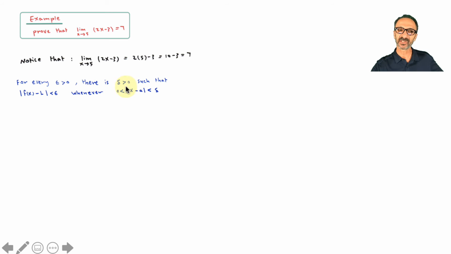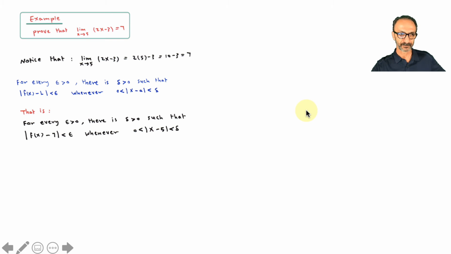So for every epsilon greater than 0, there is a delta greater than 0 such that the absolute value of f of x minus L is less than epsilon whenever the absolute value of x minus a is less than delta, greater than 0. As you could see, I keep repeating myself, so I don't want to do this many times. I'm doing it for one example so you could practice more, and if you need more examples, just let me know. That is, for every epsilon greater than 0, there is a delta greater than 0 such that, instead of writing f of x minus L, I wrote f of x minus 7, because we should agree that 7 is L, and 5 is A. So instead of A right here, I'm writing 5, step by step.